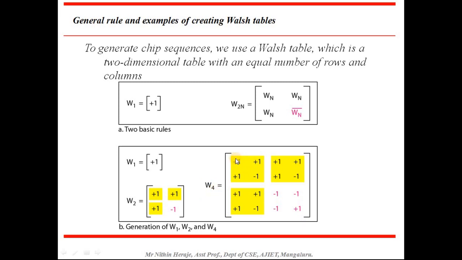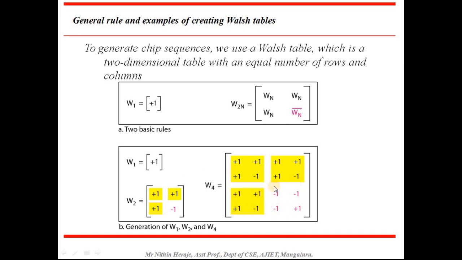Okay, first let us come to this. W4 is nothing but W2 into N, where N is also 2. So first let us take care of these 4 blocks where you have Wn, Wn, Wn and minus Wn. So you have plus 1, plus 1, plus 1 and minus 1. Next here also the same thing, plus 1, plus 1, plus 1 and minus 1. And here also the same thing, plus 1, plus 1, plus 1 and minus 1.